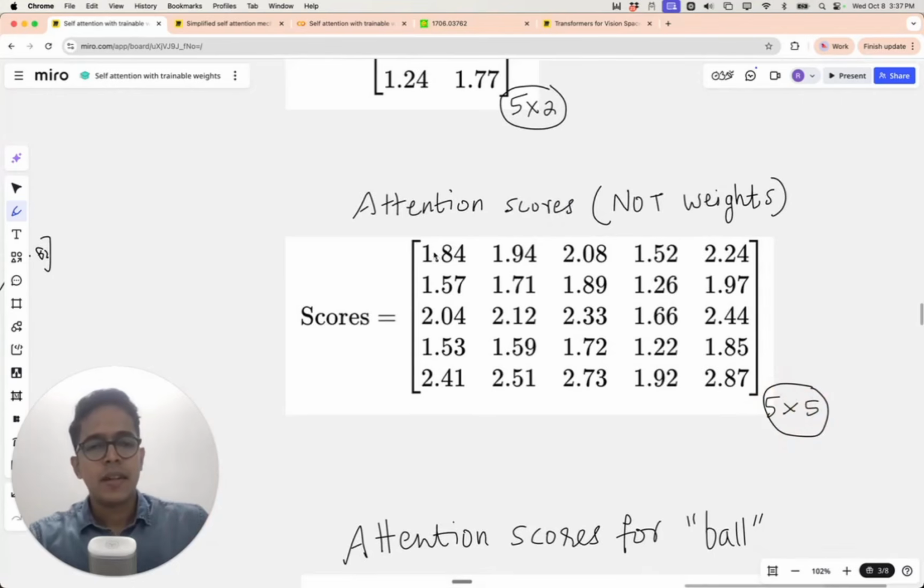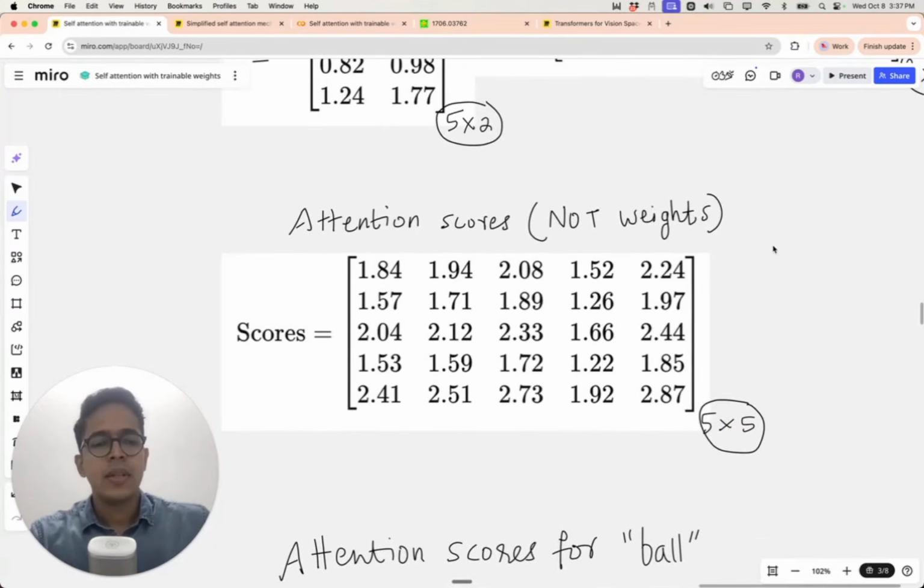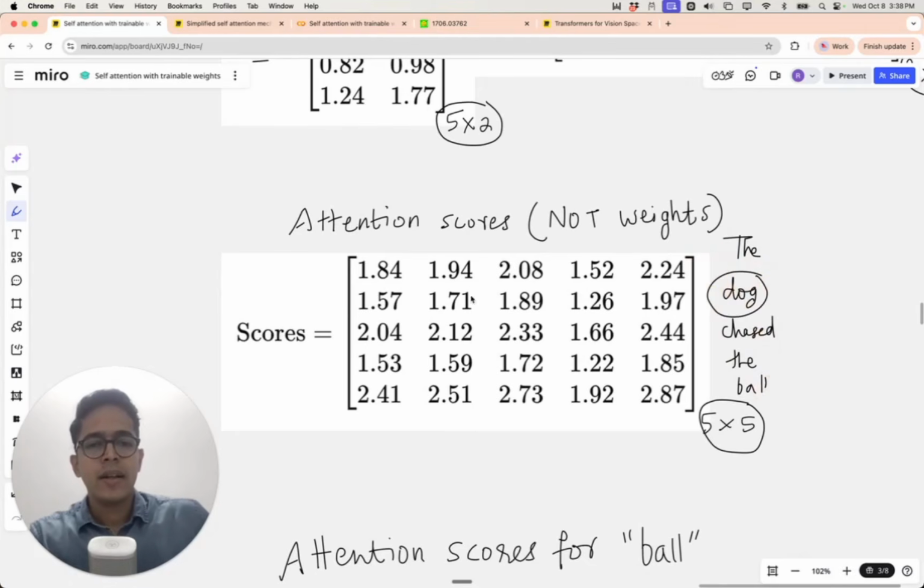Now you might notice one thing with these attention scores. These are for "the dog chased the ball". If dog is our current query, these are the attention scores that dog should pay to each and every word in the sequence. So dog should pay 1.57 attention to the, 1.71 attention to dog itself, 1.89 attention to chased, 1.26 attention to the, and 1.97 attention to ball.